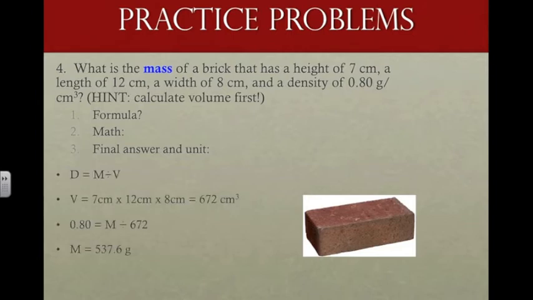Okay, so again, density equals mass divided by volume. In this case, to solve for volume, you'd multiply 7 times 12 times 8 for an answer of 672 cubic centimeters. When you sub the information into the formula and solve algebraically, you should find that the mass of the brick was 537.6 grams.